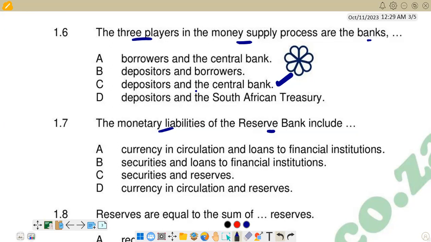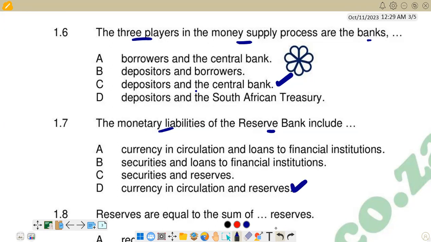D, we have got currency in circulation. Yes, currency in circulation, we are talking about the money that is changing hands in the economy, in the public. That is not something for the central bank. So it becomes a liability. And the reserves, again, are for the financial institutions, not the reserve bank. So D is the most appropriate there.